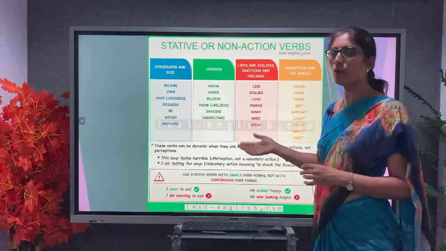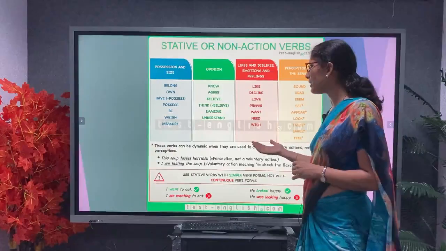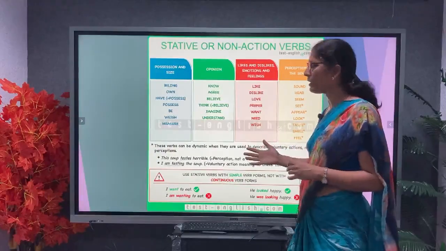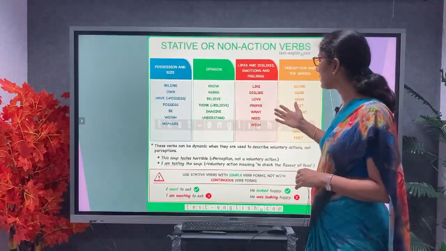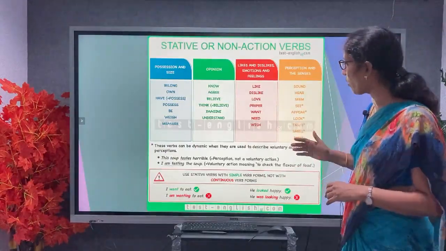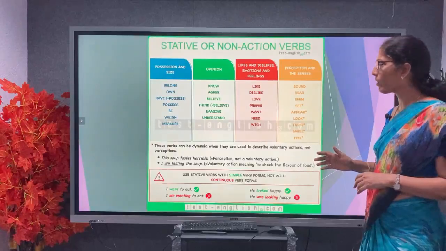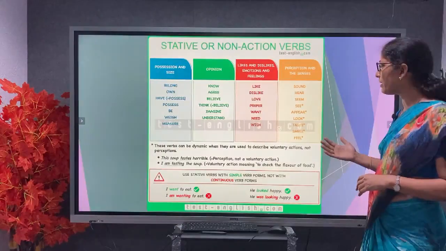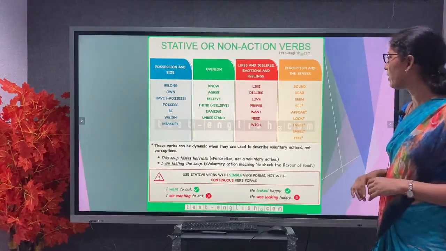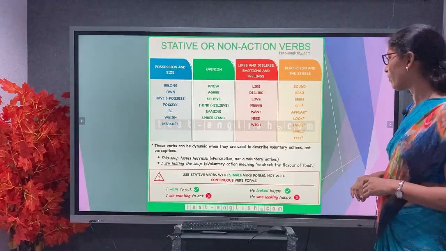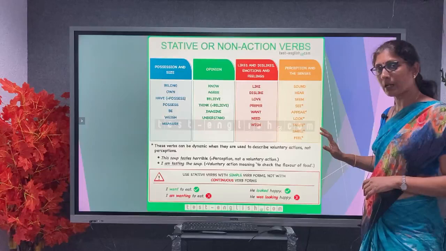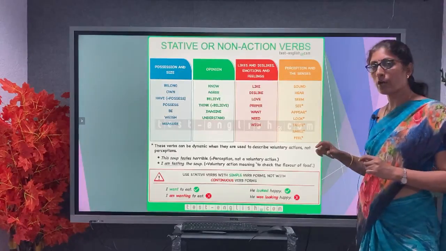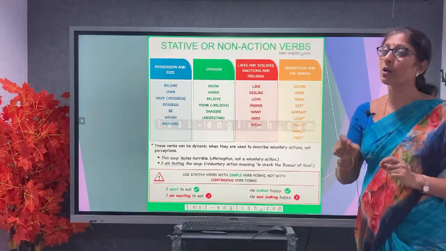You think or you don't think. You imagine or you don't imagine. Understand or you don't understand. Next, like, dislike, love, prefer, want, need, wish. Then sound, hear, see, appear, look, taste, smell, feel. Of course, these star mark words are sometimes used in continuous form according to the context.